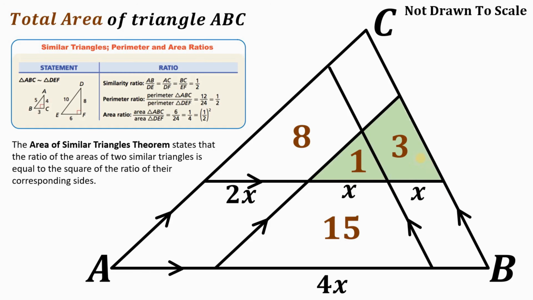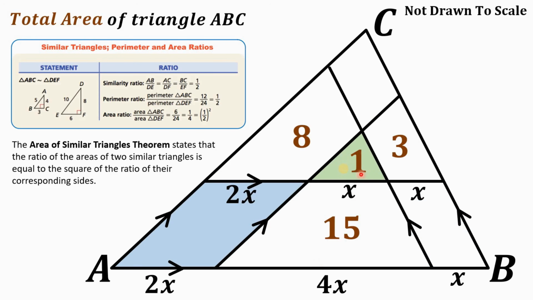Now from here, let's focus on this parallelogram on the bottom part. Since this is a parallelogram, the length of its opposite side must be the same. If this is x, the bottom part is also x. And here comes another parallelogram. If this is 2x, the bottom part is also 2x. We can now find the area of the entire triangle ABC.